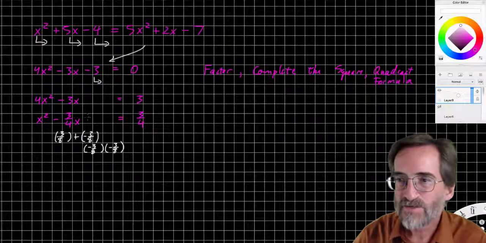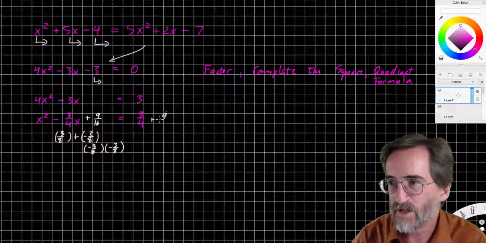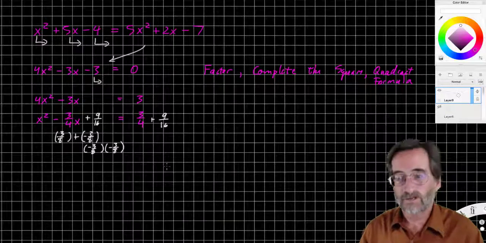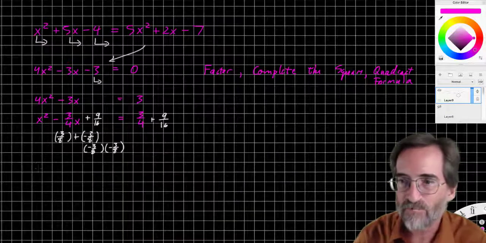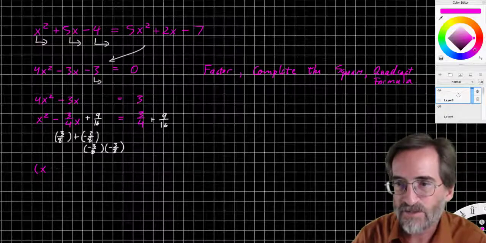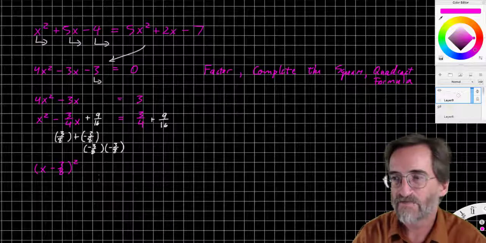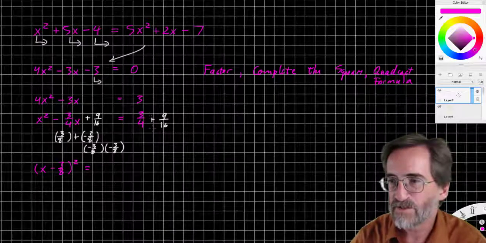So negative times negative is positive, so we're going to add 3 times 3 is 9/16 plus 9/16. Anything I add to the left side, I add to the right side. What this does is it makes the left side a perfect square. It makes it x minus 3/8 squared. And now all I have to do is do 3/4 plus 9/16.